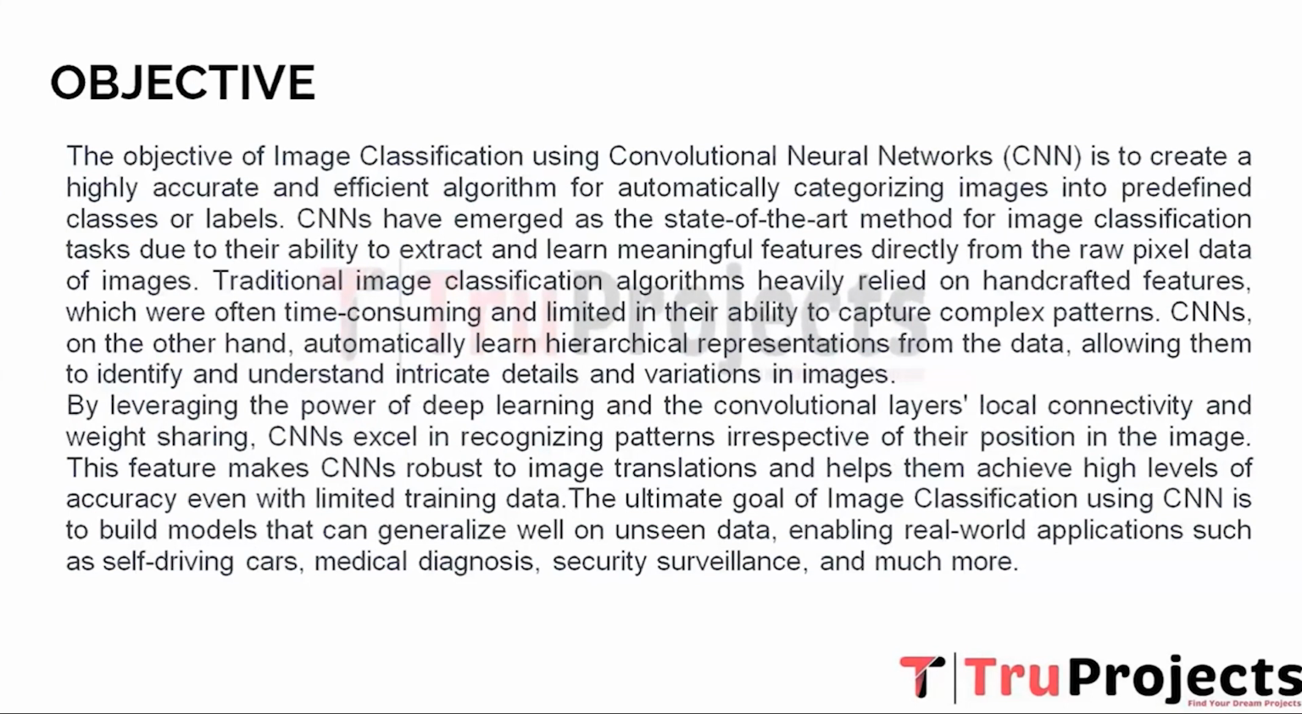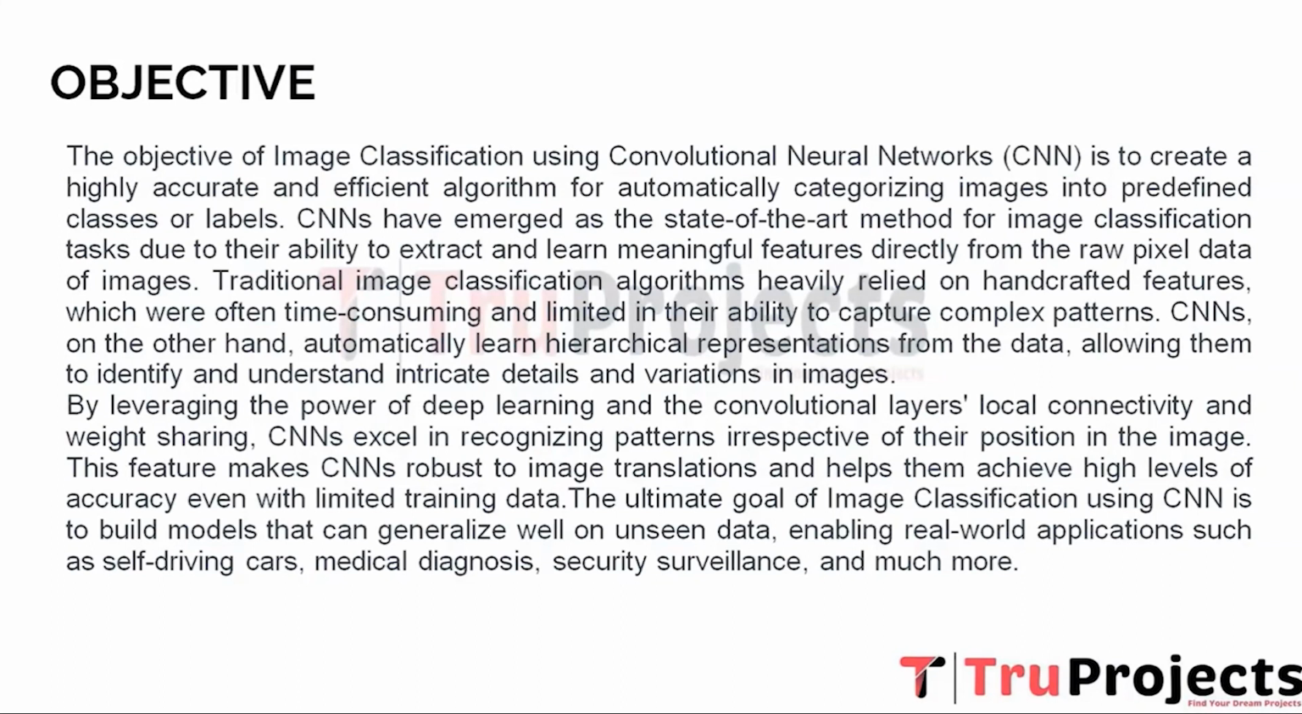Traditional image classification algorithms heavily relied on handcrafted features, which were often time-consuming and limited in their ability to capture complex patterns. CNNs, on the other hand, automatically learn hierarchical representations from the data, allowing them to identify and understand intricate details and variations in images. By leveraging the power of deep learning and the convolutional neural networks, layers, local connectivity, and weight sharing, CNNs excel in recognizing patterns irrespective of their position in the image.